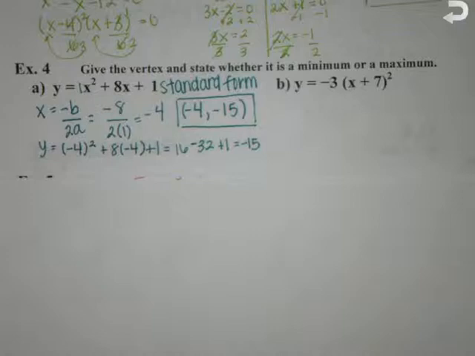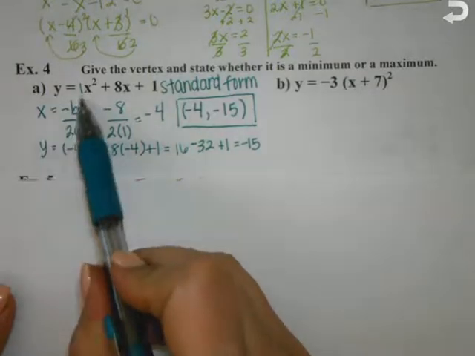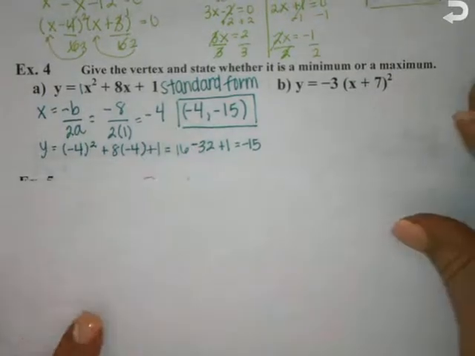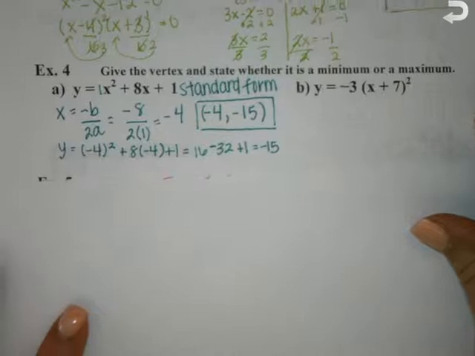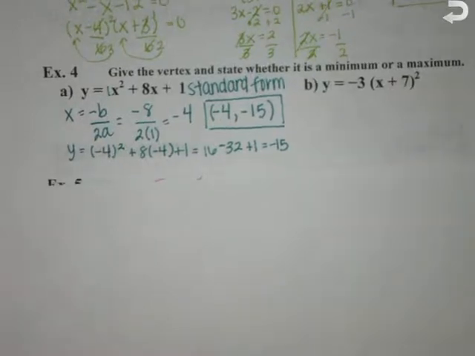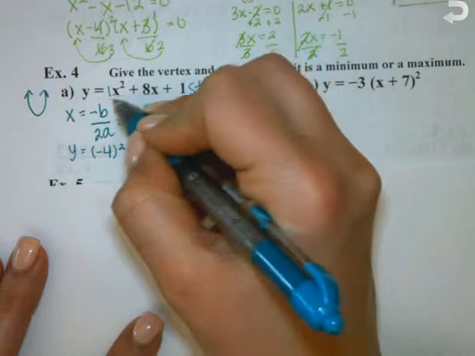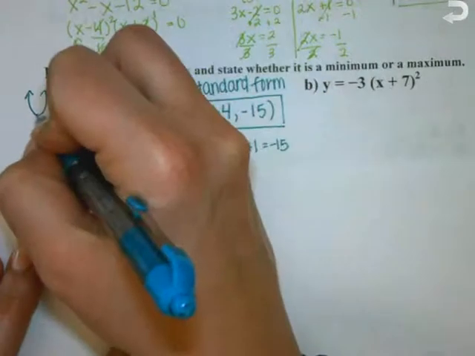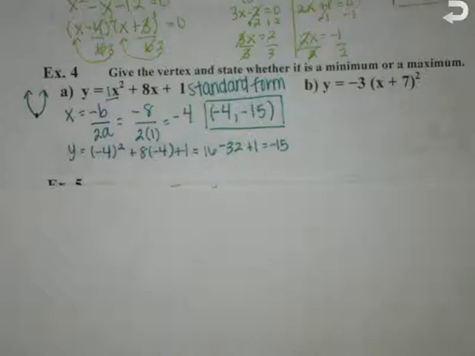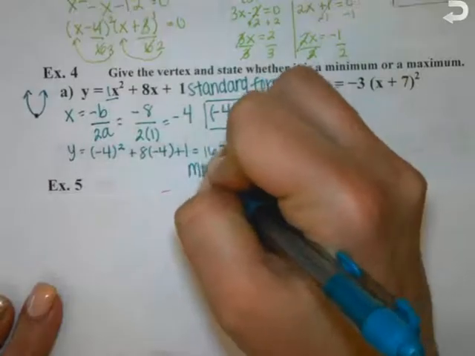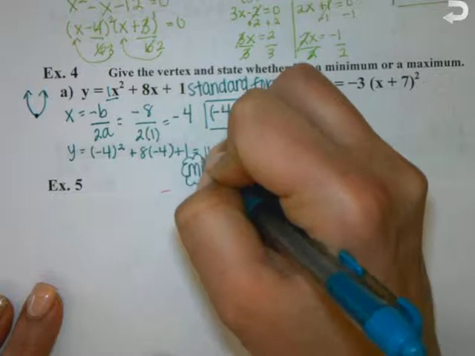So the next thing we need to do is determine if this graph is a minimum or a maximum. Is this parabola opening upwards or downwards? Upward. Up. How do you know? Because the a squared is positive. So my vertex is this point right here. Is that the minimum point or the maximum point? That's the minimum point. Okay.